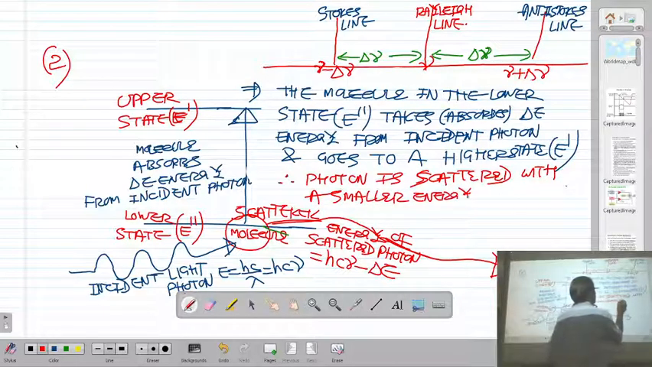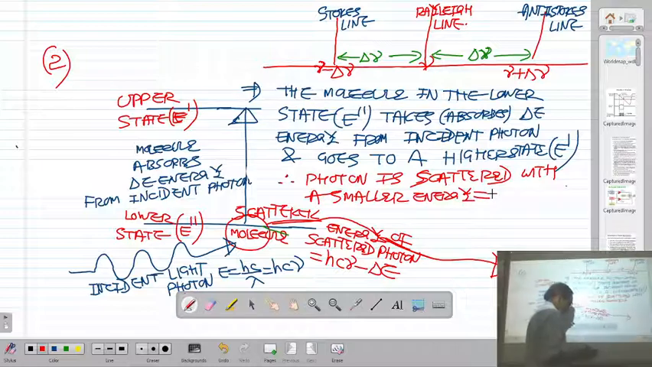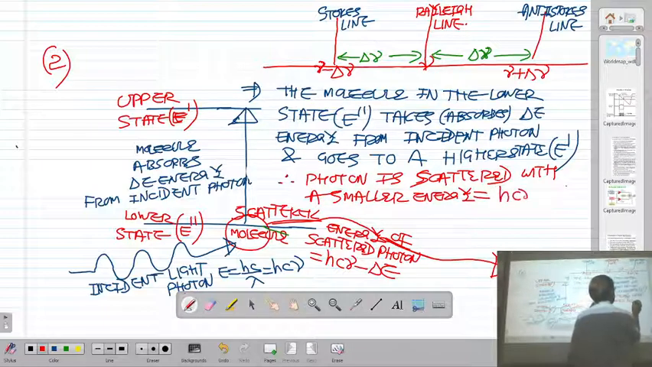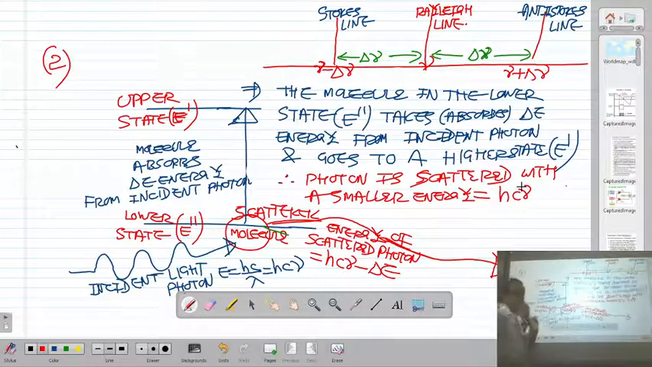The photon is scattered with a smaller energy. Before the collision, the energy of the incident light photon was hν. When this light photon of energy hν collides with the scattering molecule, the scattering molecule absorbs ΔE energy from the incident light photon and goes from the lower state to the upper state.